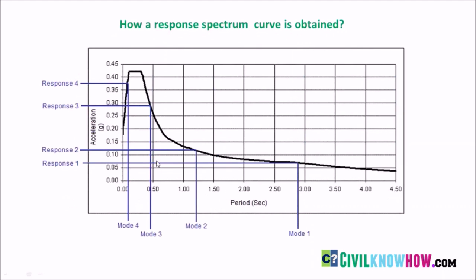The single approximated response is plotted as a smoothed response spectrum, where the time period is plotted along the x-axis and the acceleration along the y-axis. So, with respect to this response curve, we are going to perform the dynamic analysis.